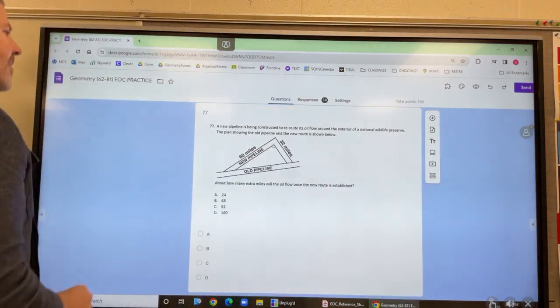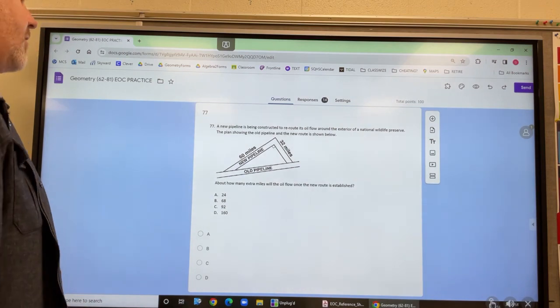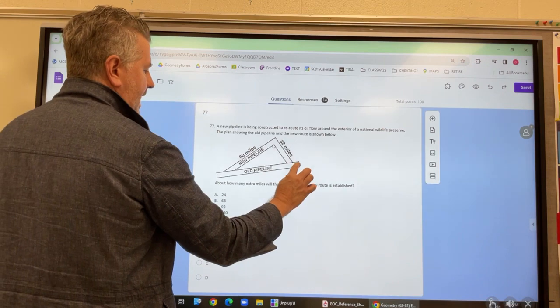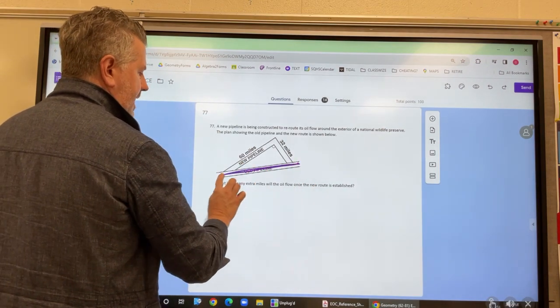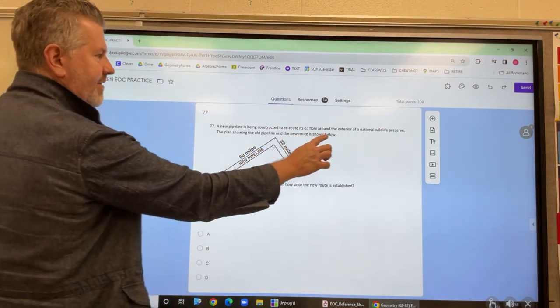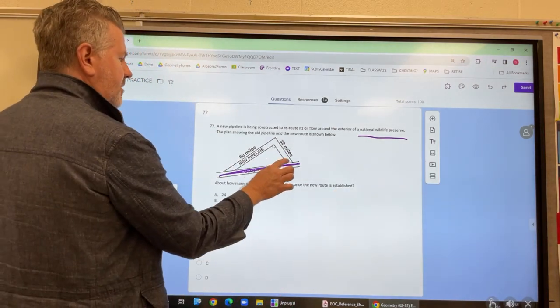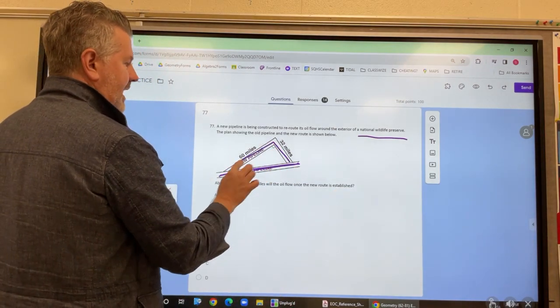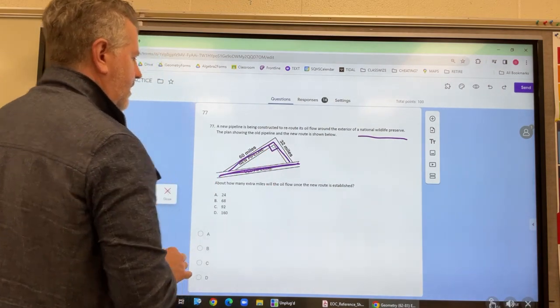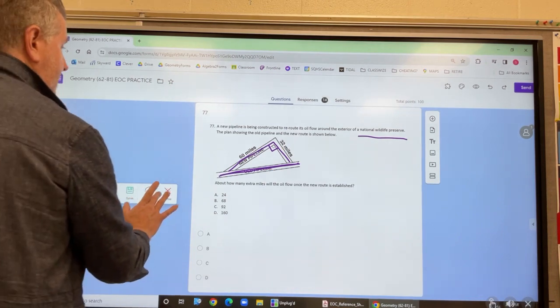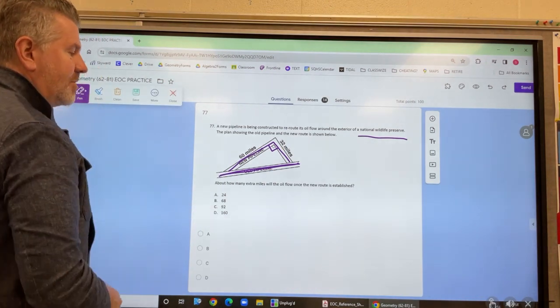Okay, a new pipeline is being constructed to reroute its oil flow around the exterior. So instead of the old pipeline that took the nasty, dirty oil right through the middle of a national wildlife preserve. Who planned that out? So we're building a new pipeline here, and it has a right angle, okay? Which should be a clue that we're going to use properties of right angles. Maybe Pythagorean, maybe something else. How many extra miles will the oil flow?